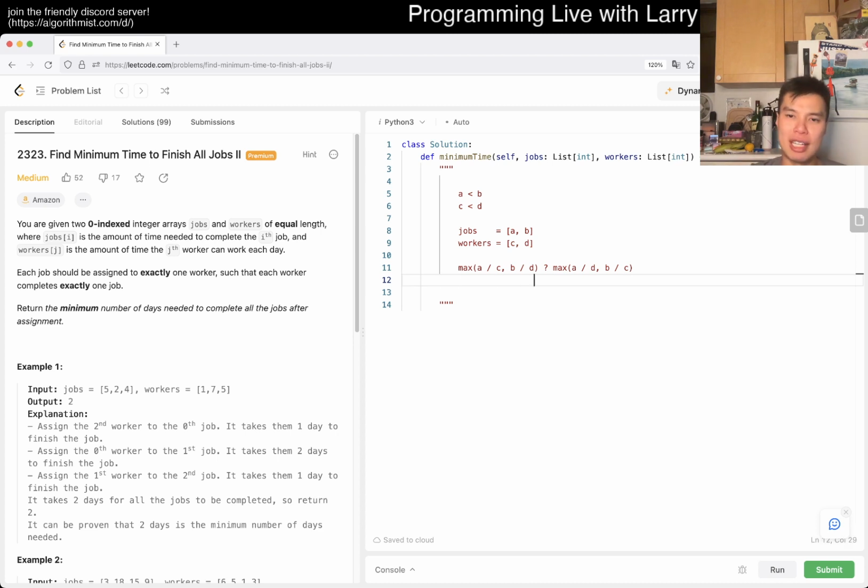So what happens on A over D here? Assuming that D is greater than C, A over D is going to be smaller. So let's just say this is smaller. What about B over C? Well, wait, sorry, did I mess this up? Oh no, D is smaller. So C is smaller, so that means that this is going to be a bigger number. So what does that mean? How do we balance it out?